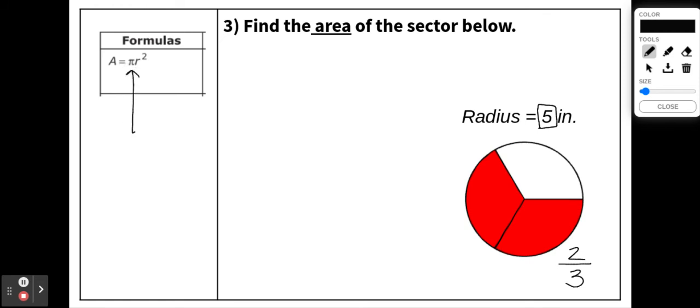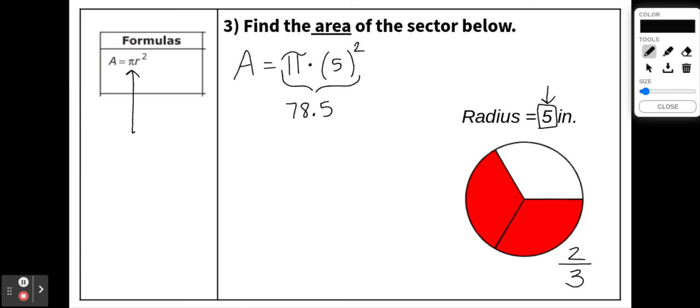Remember, there's not a formula to find the area of a sector, so we first have to start by finding the area of the whole circle, and then we'll break it up. So area of the whole circle is pi times radius squared, and the radius is given to us, it's 5. So we're going to use our calculator. Pi times 5 squared. Calculator is going to say 78.5. You want to double check your calculator says the same thing.